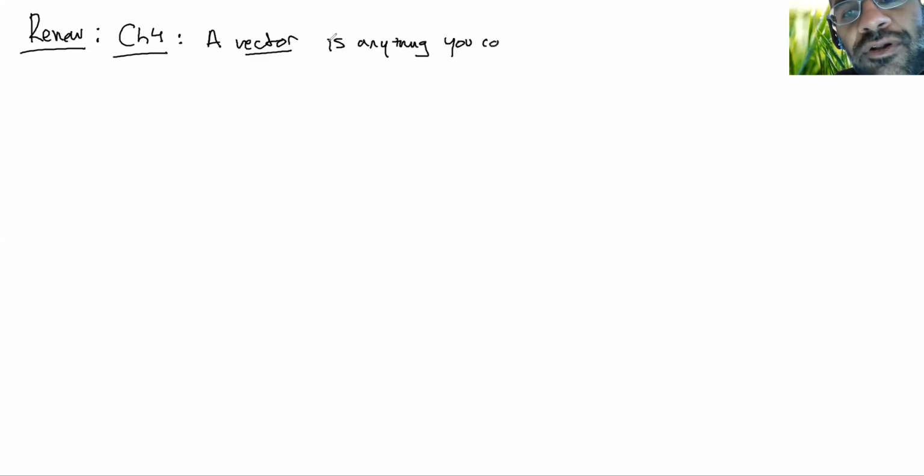Well, what's the story so far? In chapter 4, the key idea was we extended our notion of a vector, right? A vector is anything you can add or scalar multiply. So in particular, we extended our notion of a vector.